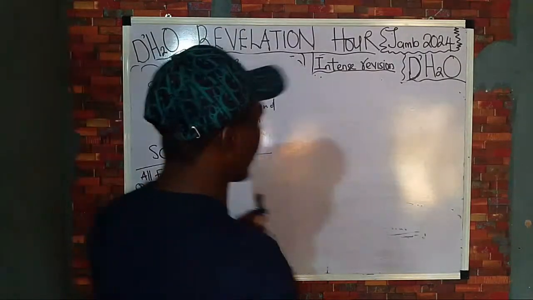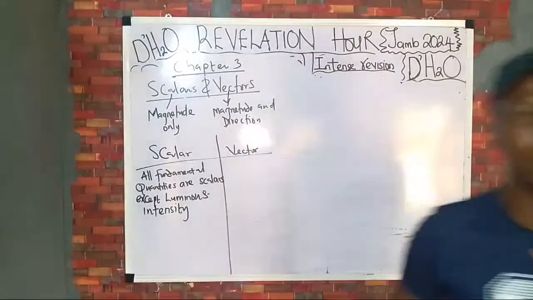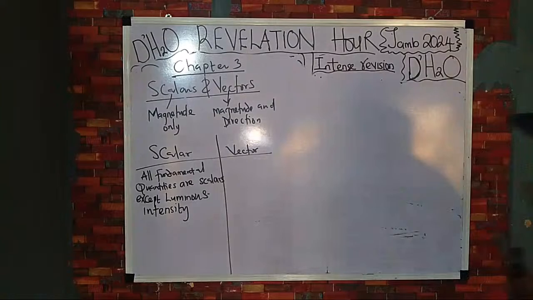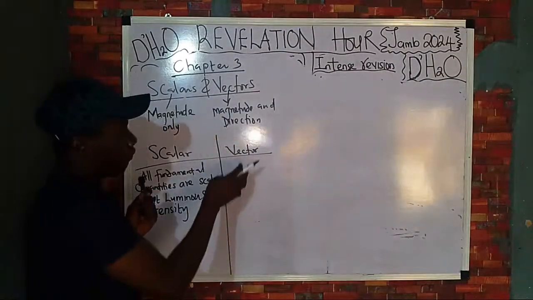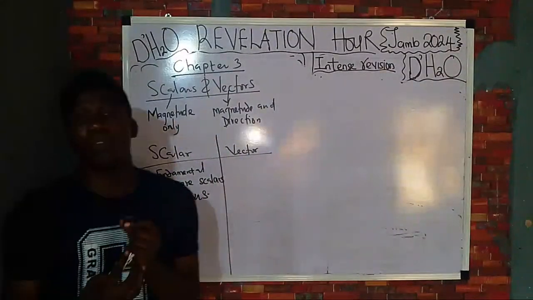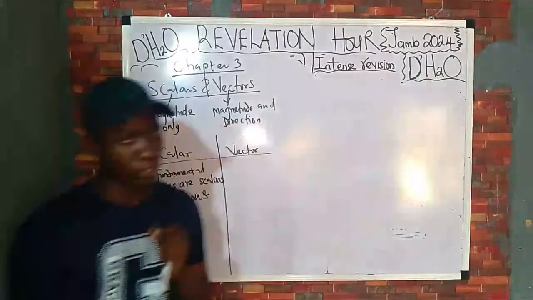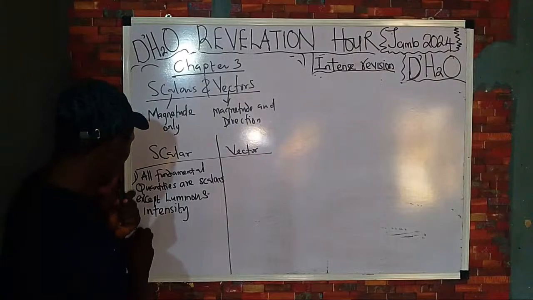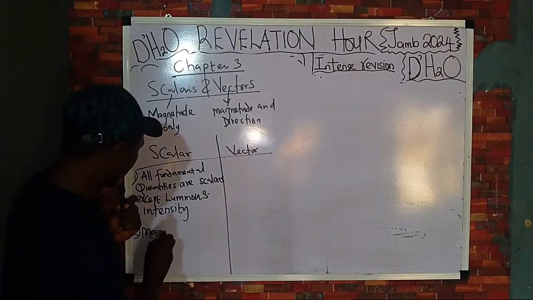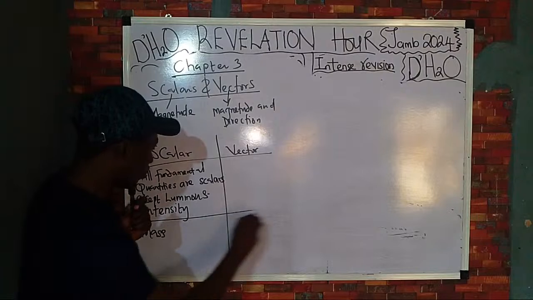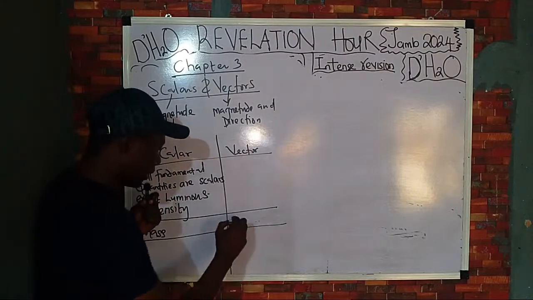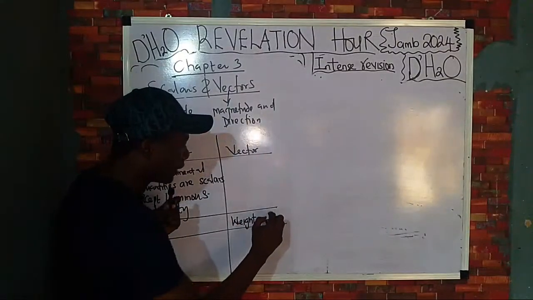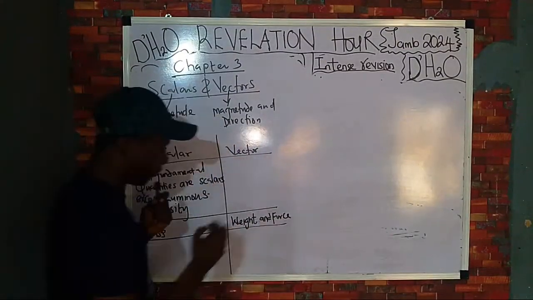All fundamental quantities are scalars except luminous intensity. That's one. Now, for derived quantities, some of them are scalars, some are vectors. Now that's number one. If I take number two, mass is a scalar quantity, but a constructing variable of mass here is your weight. Weight is a vector, and even your force is also a vector.